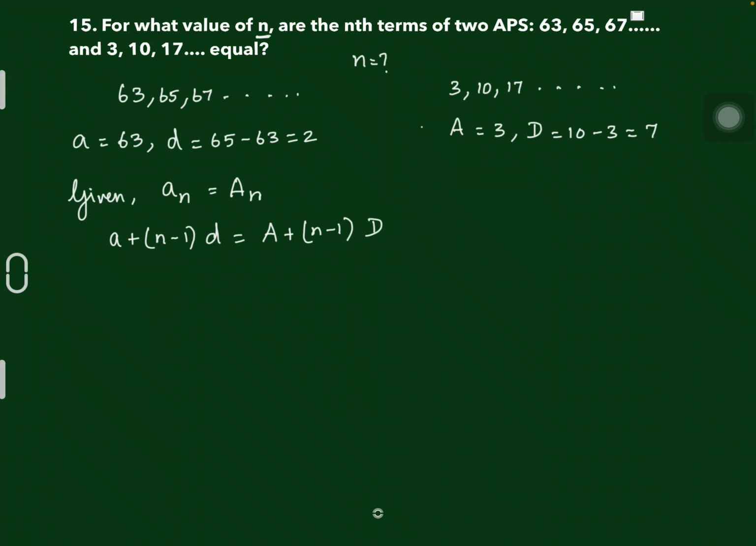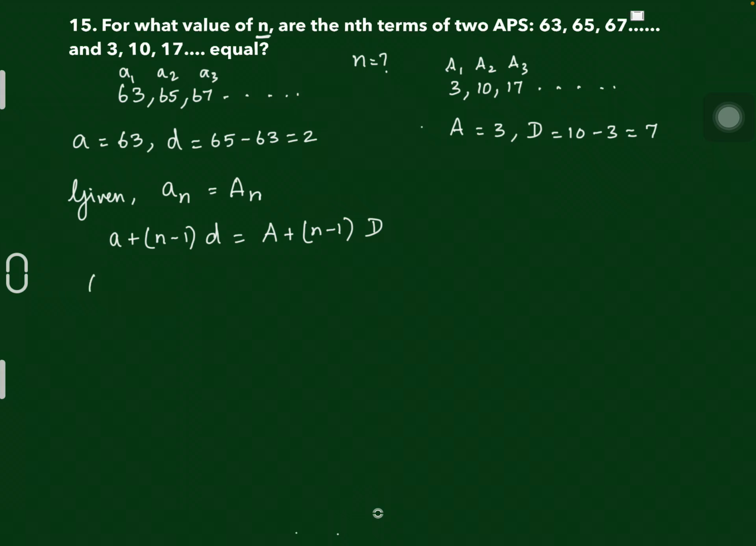The nth terms of both the APs are equal. Here A1, A2, A3, then nth term will be an. Suppose here I use capital A1, capital A2, A3, then nth term will be capital An. So, an is nothing but a plus n minus 1 into d. Capital An I wrote as capital A plus n minus 1 into capital D.